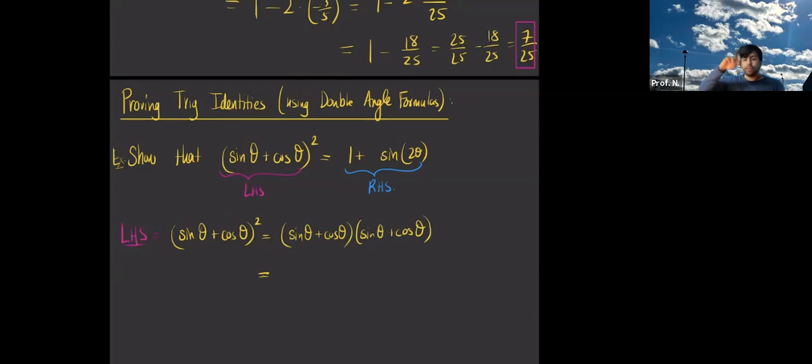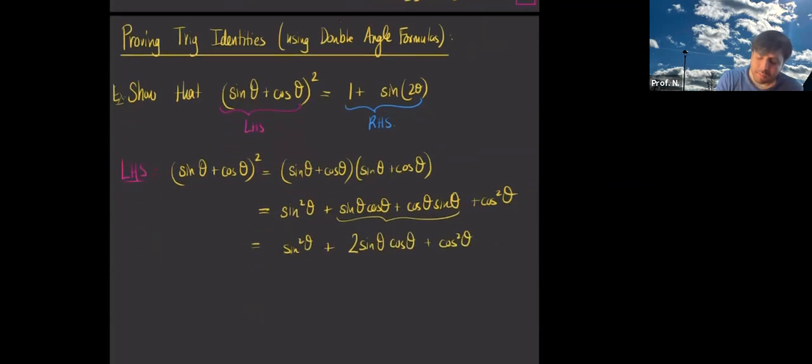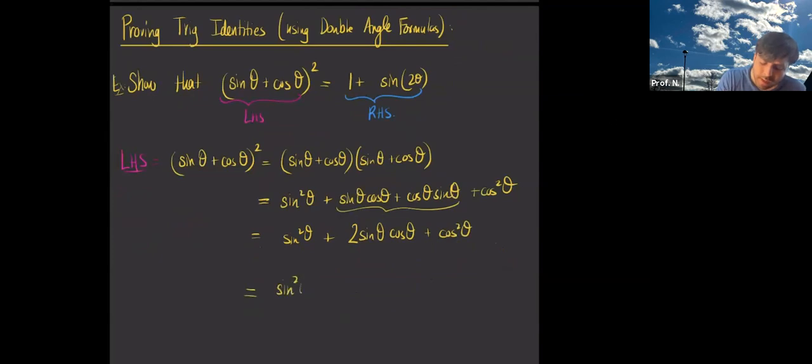So what do I do? FOIL. Sine times sine is sine squared, sine theta times cosine theta is sine theta cosine theta, plus cosine theta sine theta, plus cosine squared theta. Those are the same two terms, so we have 2 sine theta cosine theta plus cosine squared theta plus sine squared theta. But let me rearrange this: sine squared theta plus cosine squared theta plus 2 sine theta cosine theta.